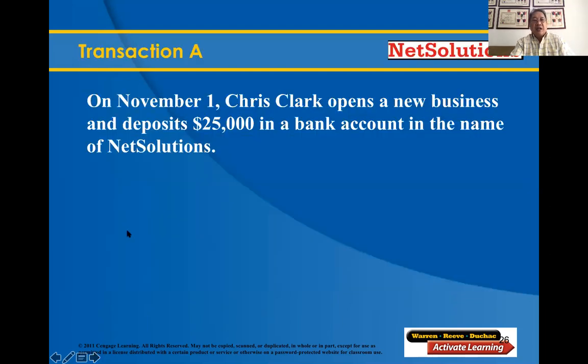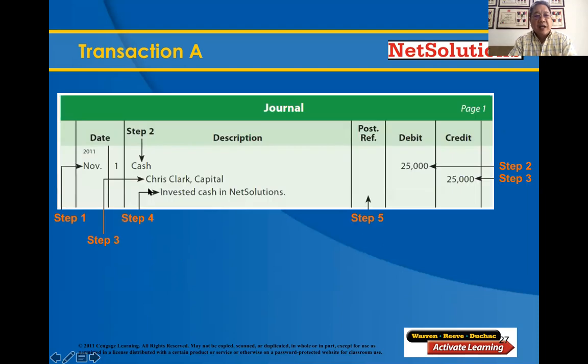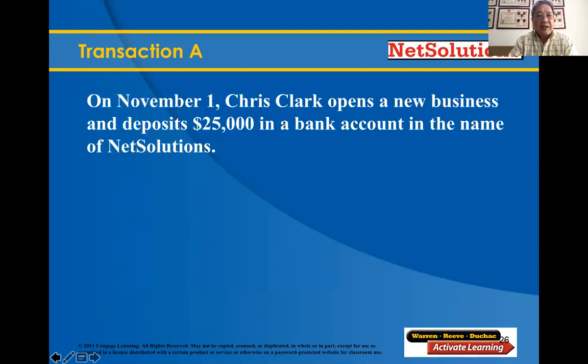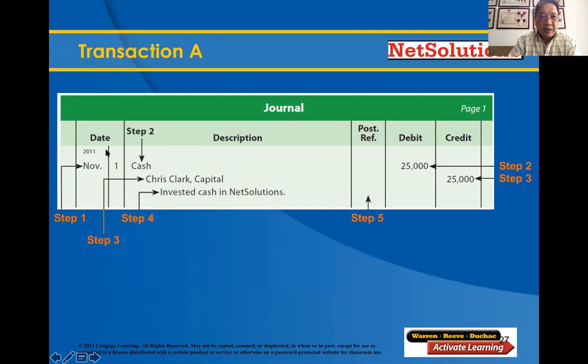Okay, transaction A. Ito yung kauna-unahan, di ba? Chris Clark opened a business, deposits 25,000. Anong entry? Debit cash, credit, capital. Step 1, you put the date because it happened in November 1. Again, ladies and gentlemen, napaka-importante ng dates. Tatandaan nyo iyan. Debit cash, credit, capital.